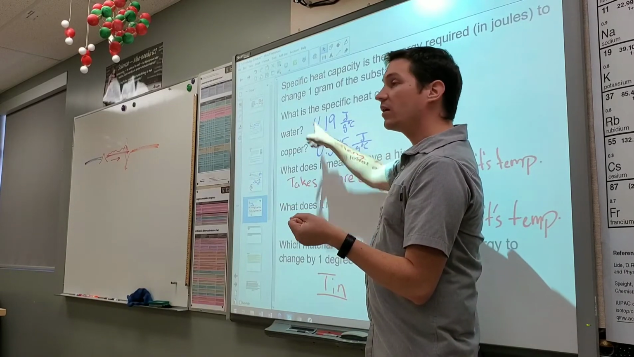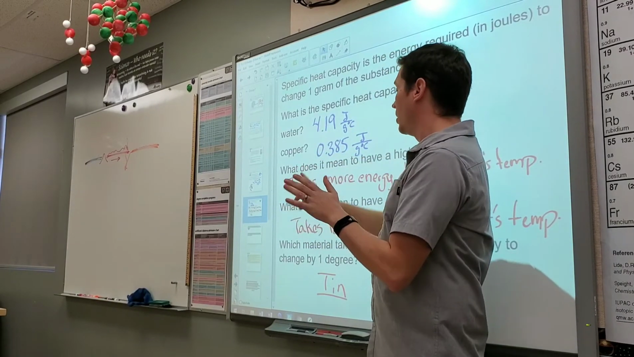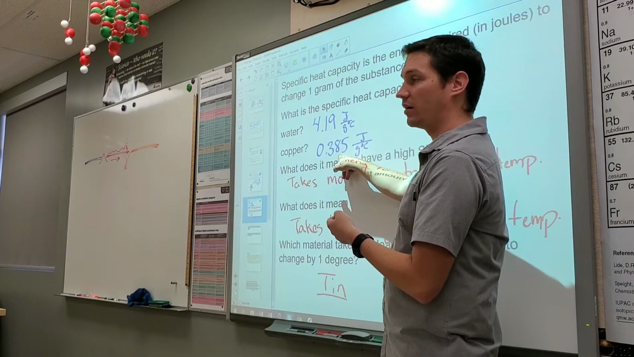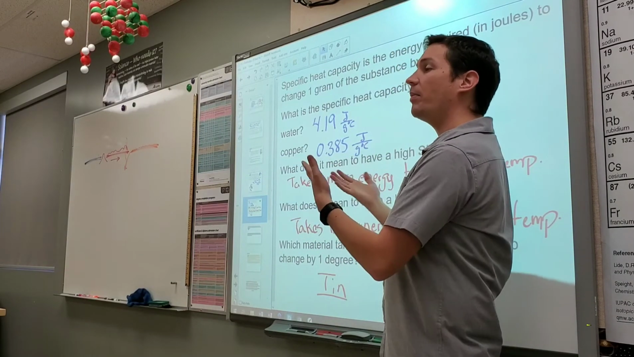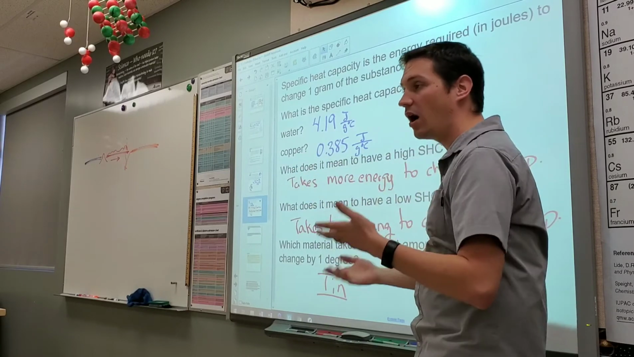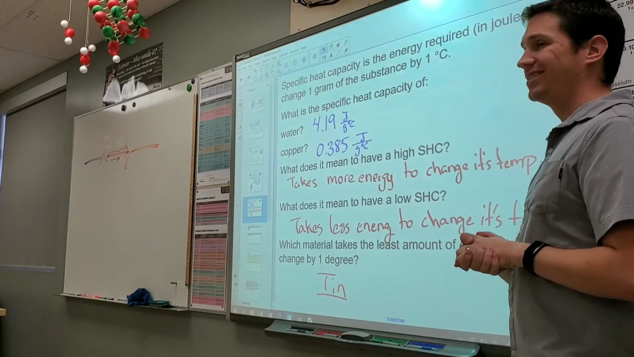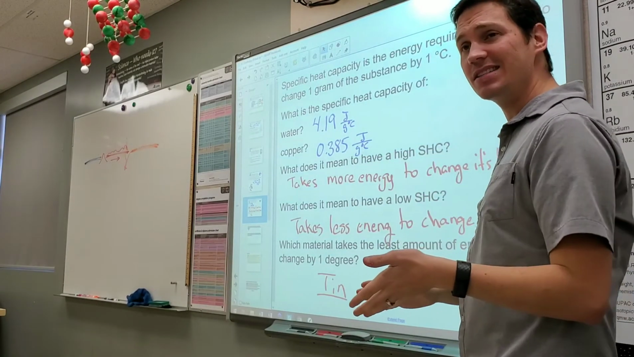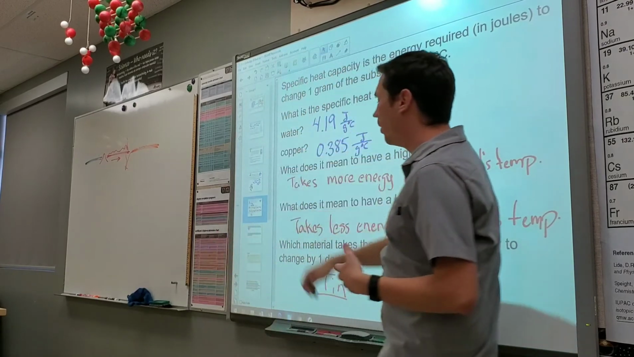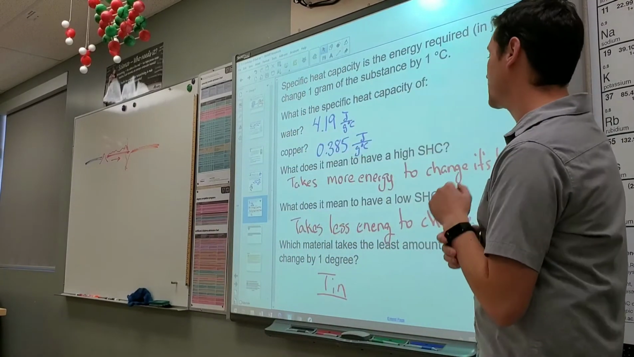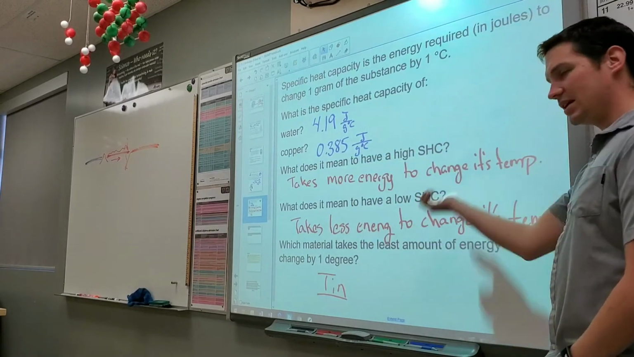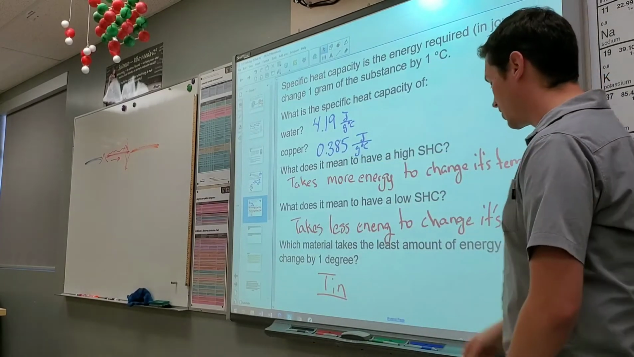And I want to be very clear. The water got a little bit hot, but the copper would have gotten over 10 times hotter. And so the copper would have increased in temperature, and it might have burnt our hands because the copper got so hot. Does that kind of make sense? Is this idea of we absorbed the energy with the water versus some other substance. So what does it mean to have a high specific heat capacity? Well, it takes more energy to change its temperature.